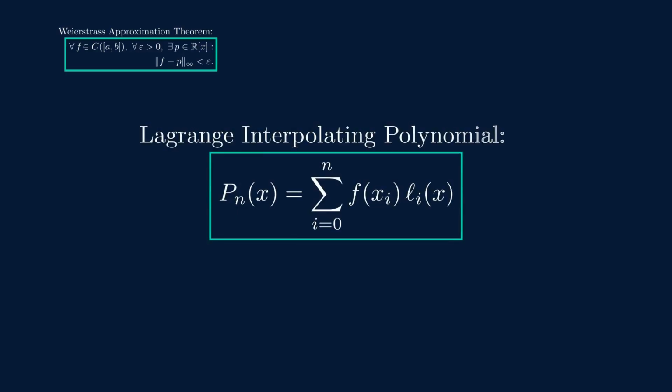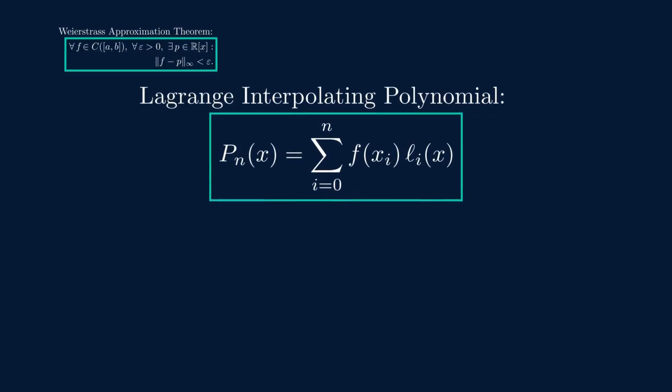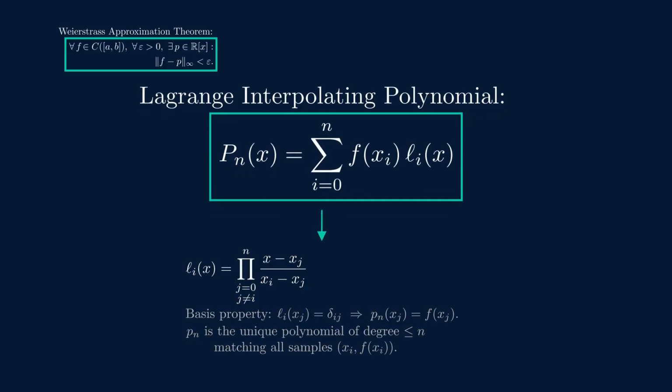Interpolation is made explicit by the Lagrange formula. P sub n of x equals the sum over i of f of x_i times L sub i of x. Each basis function, L sub i, equals 1 at its own node and vanishes at the others. Consequently, P sub n is the unique polynomial of degree at most n that matches all data points.